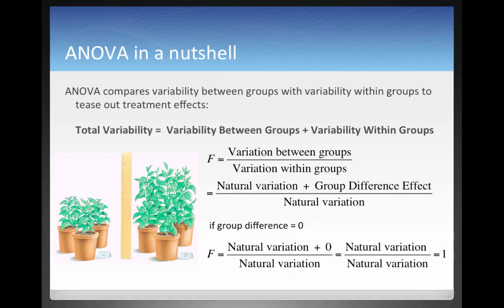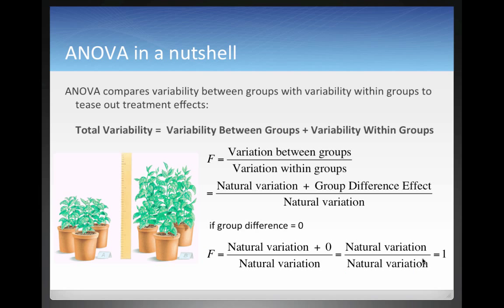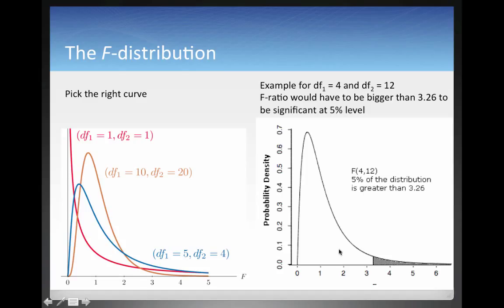But as you know by now, statistics accommodates randomness, and thus a question is not really is it exactly 1, but how far away is it from 1. So here is where we introduce the F distribution. The F distribution is similar to something like the T distribution or Z distribution, but this time it's a ratio.